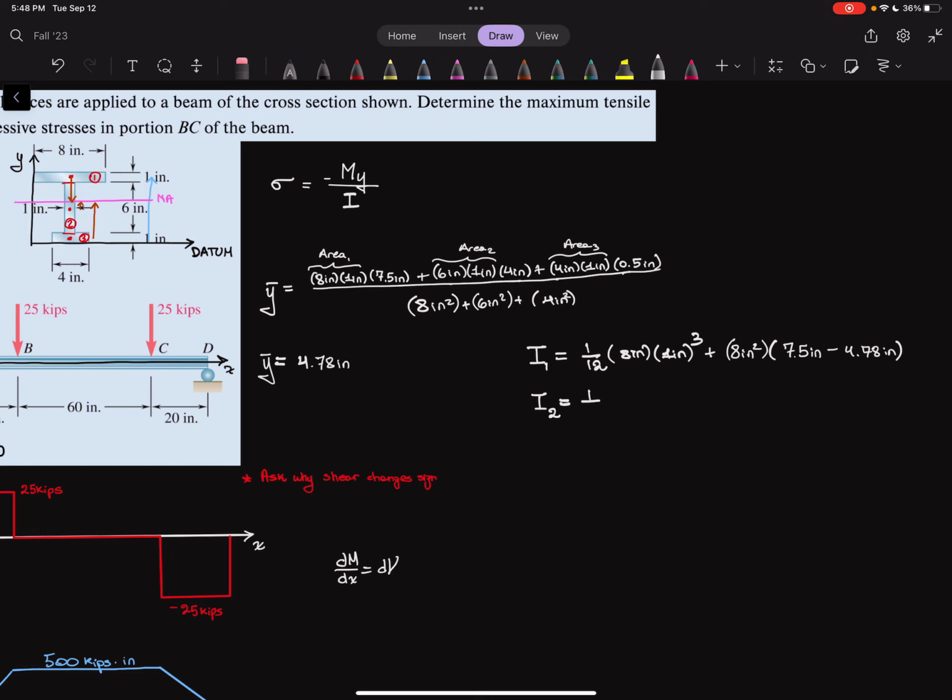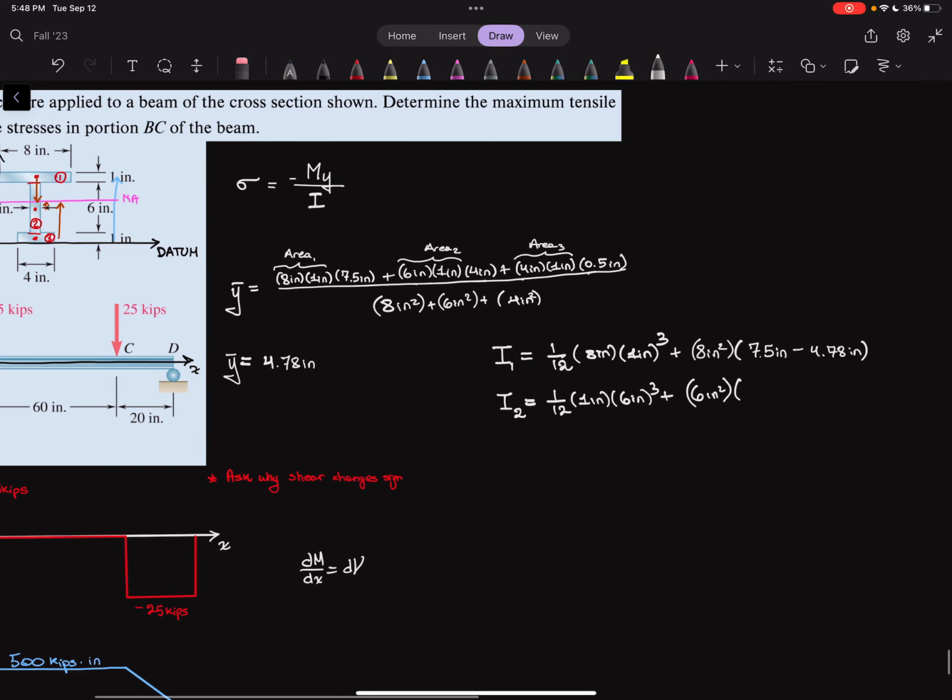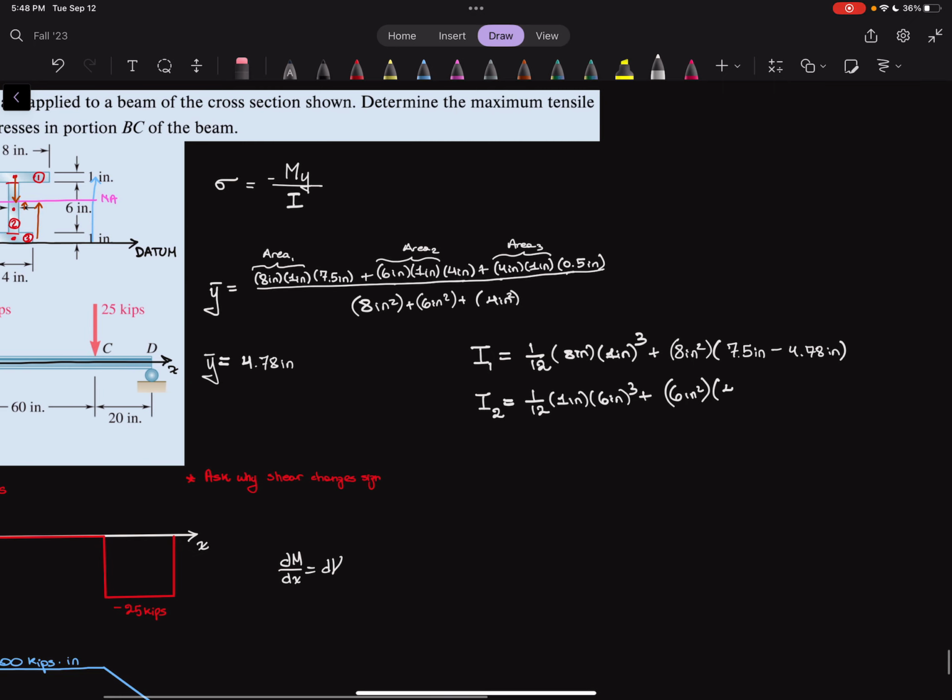For I2, that's going to be 1 over 12 times 1 inch times 6 inches to the third plus what are we going to have? Well, we're going to have the area, which is 6 inches squared, multiplied by the shift that we have to do. We know the centroid was at 4, so we have to do 4.78 inches minus 4 inches. And remember, the distance is squared. Units are consistent now.